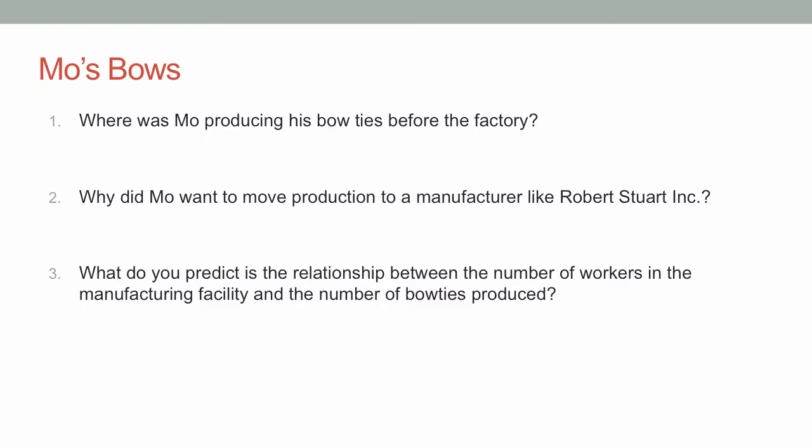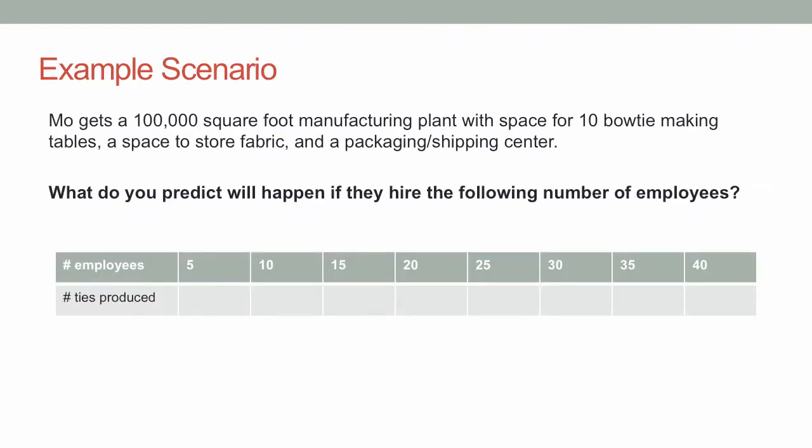That's what we're going to get into today and use math to help understand. All right, here's an example scenario. Say Mo gets a 100,000 square foot manufacturing plant, and there is space for 10 bow tie making tables and a space to store fabric and a packaging shipping center. What do we predict will happen if they hire the following number of employees?